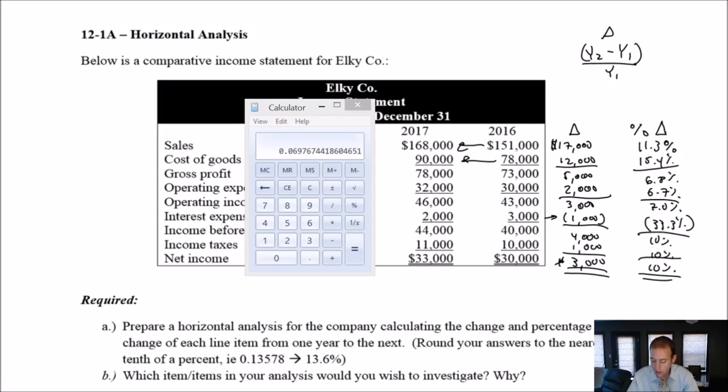So, oddly enough, you might think this wouldn't be the one, but the one that's jumping out at me to investigate here would be cost of goods sold. We expect sales, cost of goods sold, gross profit, and operating expenses all to kind of move together. And so sales increasing by 11 and cost of goods sold increasing by 15 is not hugely different, but it would be the one I'd investigate if I were running this company. Okay, that's it for our first horizontal analysis. Stay tuned for the next one.